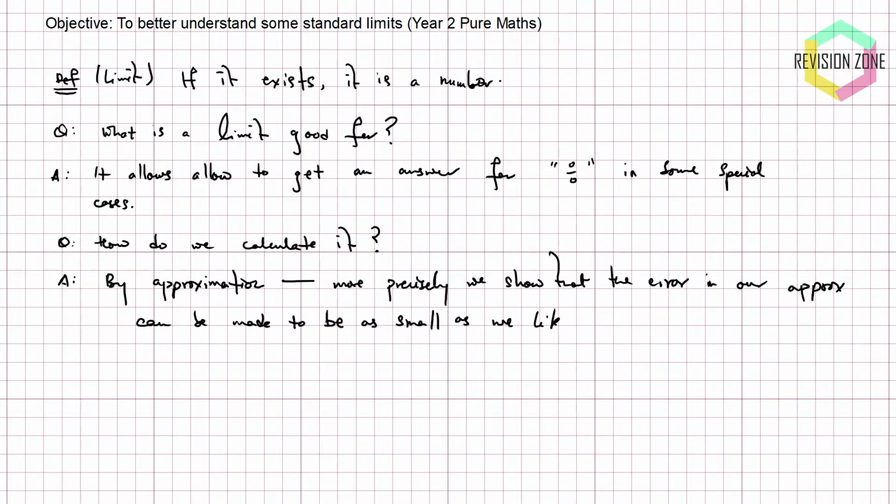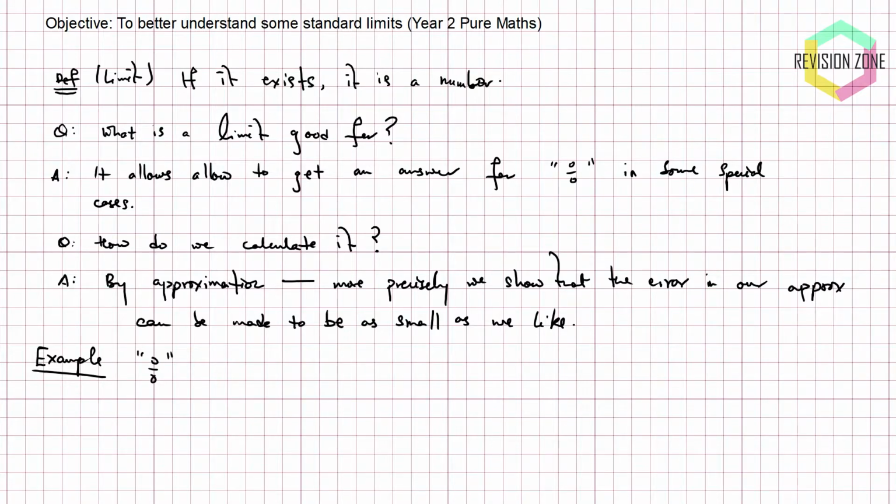A good way of doing this is with an example. Suppose I actually want to calculate 0 divided by 0. Of course, if you put this in a calculator, you'll get maths error. You put it in a computer, you'll get maths error. You give it to a mathematician and they'll say it's undefined. It's not possible to do this like this.